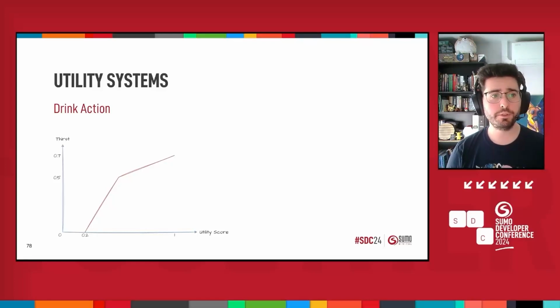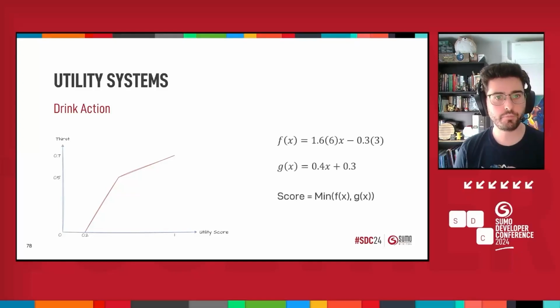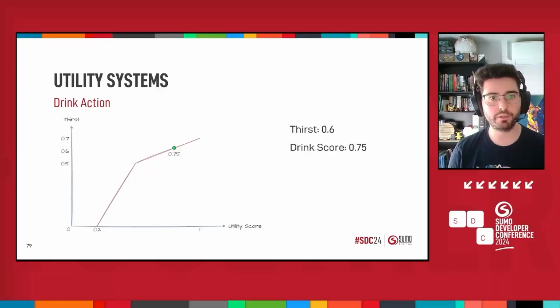The other thing that we'll do is we'll want to cap out our utility score at 1 whenever we reach 0.7 value of thirst. This is to give us a buffer between 0.7 and 1 of thirst, where potentially the NPC could die of thirst while trying to get to its drink. In this example, we've used two functions and we've calculated the minimum of the two functions to reach the utility score that we're after.